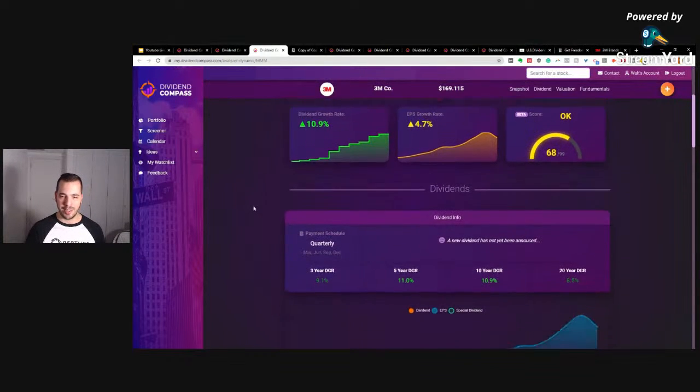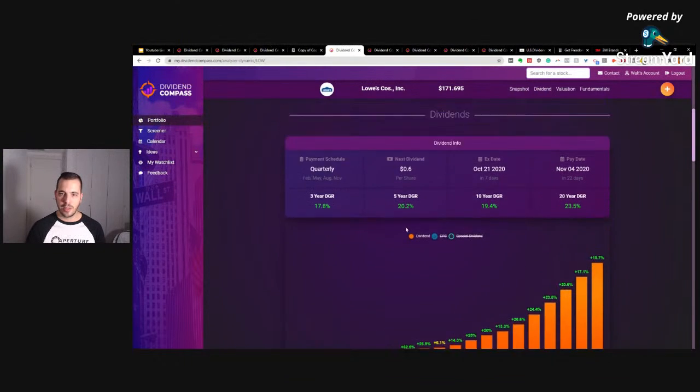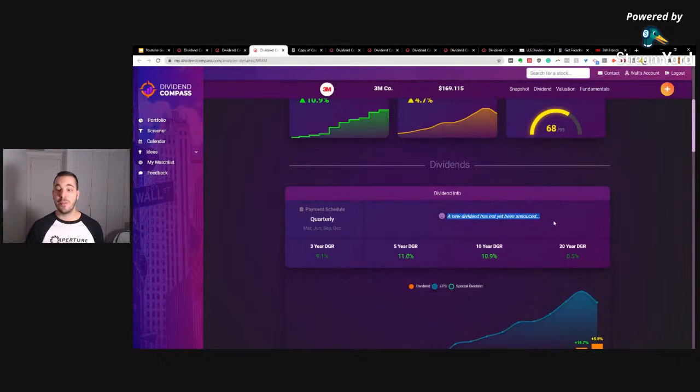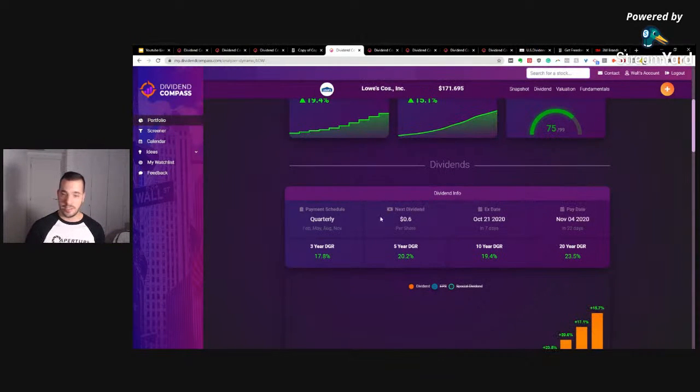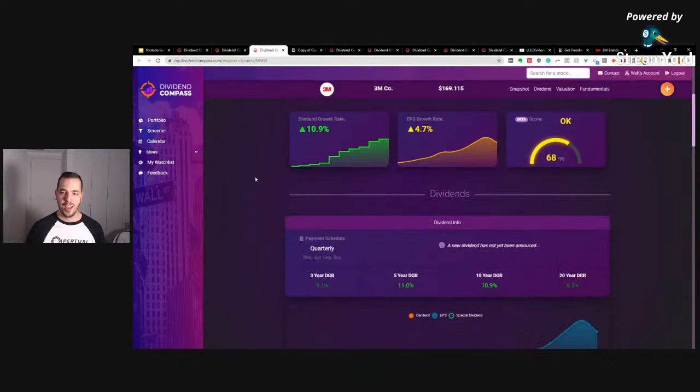But let me show you a bit more detail. If we keep scrolling down, you can see dividends. Over here, you're going to get a lot of dividend information: when the company pays dividends, and which months it pays dividends. If a new dividend has been announced, you'll see it here. So in the case of 3M, a new dividend has not yet been announced, but this is an example of a company that has a next dividend that's been announced. It tells you how much you're going to get paid per share, when the dividend ex-date is, and when the payment date is. But anyway, let's go back to 3M.